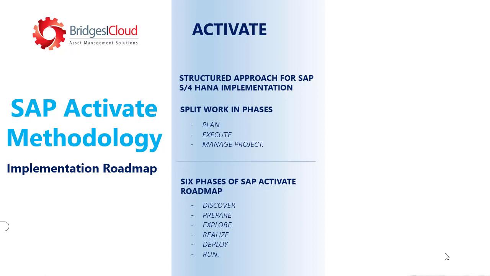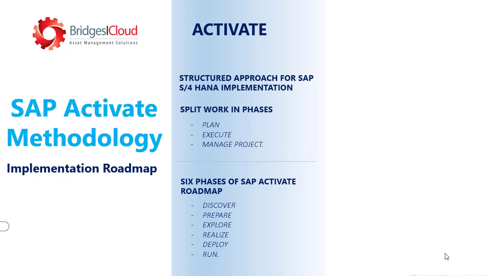The six phases defined by SAP Activate Methodology Implementation Roadmaps are the discovery phase, the prepare phase, the explore phase, realize, deploy, and then the run phase.